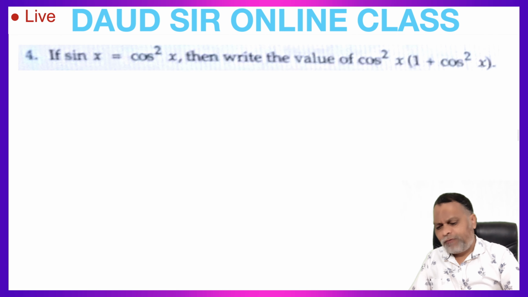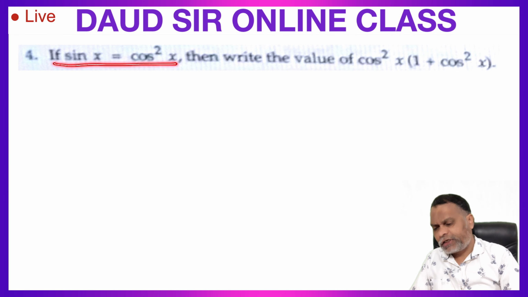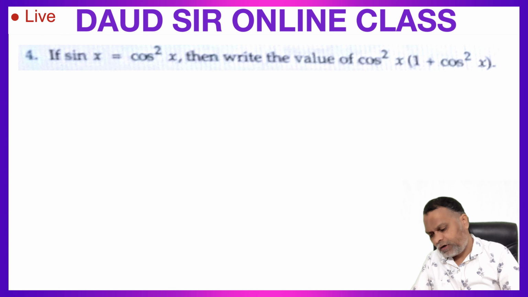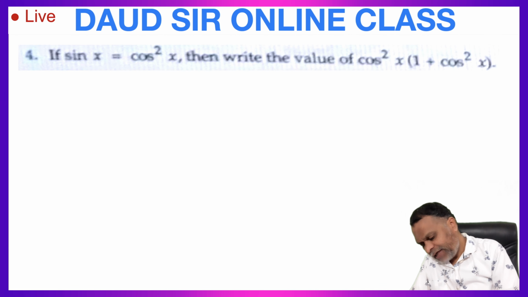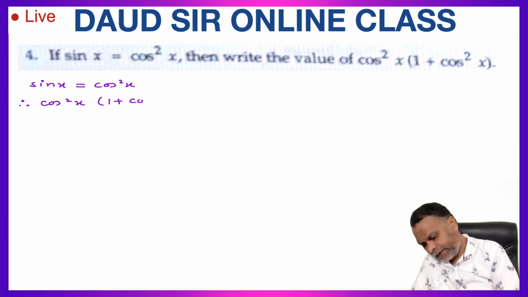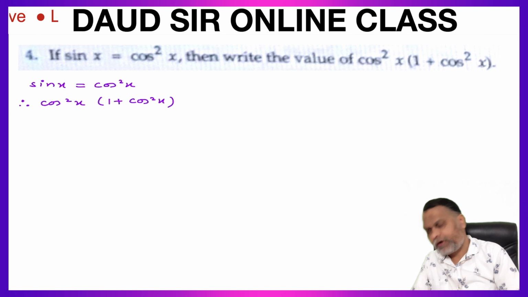Question number 4. If sine x is equal to cos square x, then write the value of cos square x into 1 plus cos square x. So here sine x is equal to cos square x, it is given. So we have to find out the value of cos square x into 1 plus cos square x.